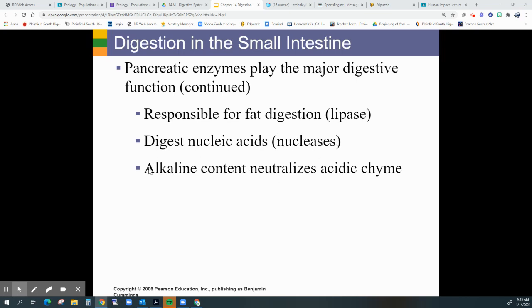And then the last thing here is the alkaline. It's trying to neutralize that stomach acid that came out of the bottom portion of the stomach through the pyloric sphincter. So it's really an alkaline environment to help neutralize that. Otherwise, we would continue to have those digestive enzymes passing through the small intestine, and we'd probably have a little bit of a hole in there.